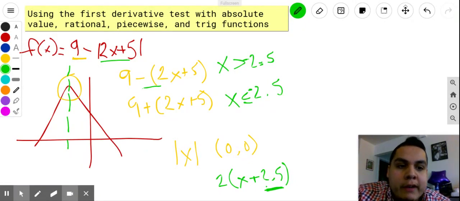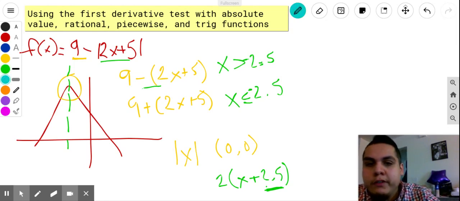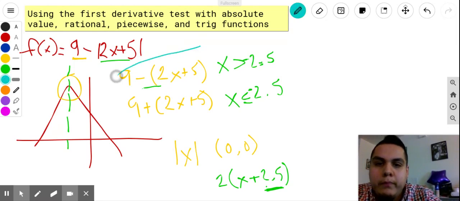So because I have the graph, the first derivative test is just to make sure I know how to use it, because some of these other ones are going to get a little dicey. Okay, so if I take the derivative of the first part right here.